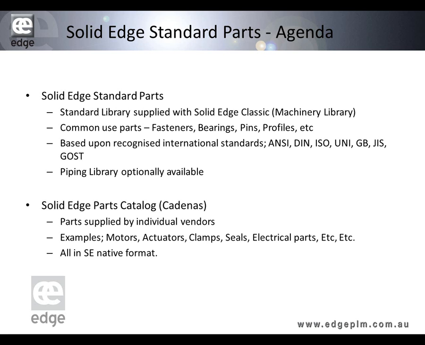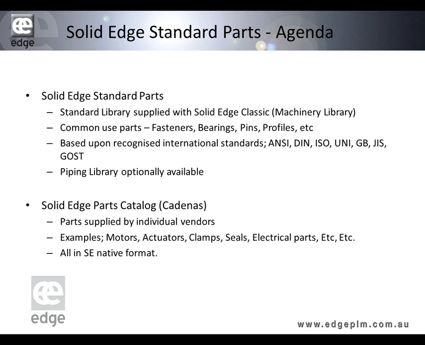It's for common use parts, things like fasteners, bearings, pins, profiles, that nature of things that are standard items available from a wide range of suppliers. They're based on international standards, so things like ANSI, DIN, ISO, and so on. Those standards are all represented in the library. There's also an optional piping library available for those people who need to do piping, and that's a purchasable item. You can add the machinery library to Solid Edge Foundation at an extra cost if you wish to.